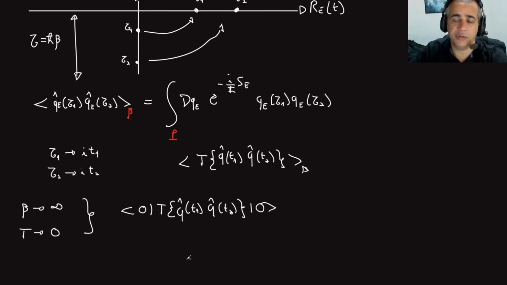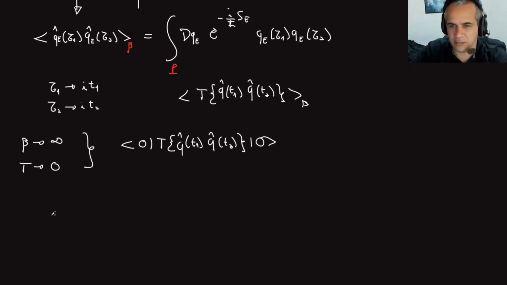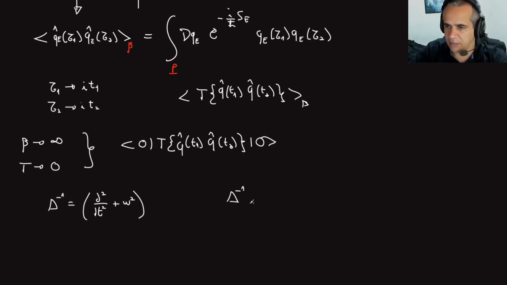Think first of the free harmonic oscillator, right? So we had this operator we wanted to invert, right? Delta^-1, which was this ∂²/∂t² plus omega squared, right? And then it was acting on a delta, and you wanted a delta function of t minus t prime, right? This is differentiating in t, and you had that relation.